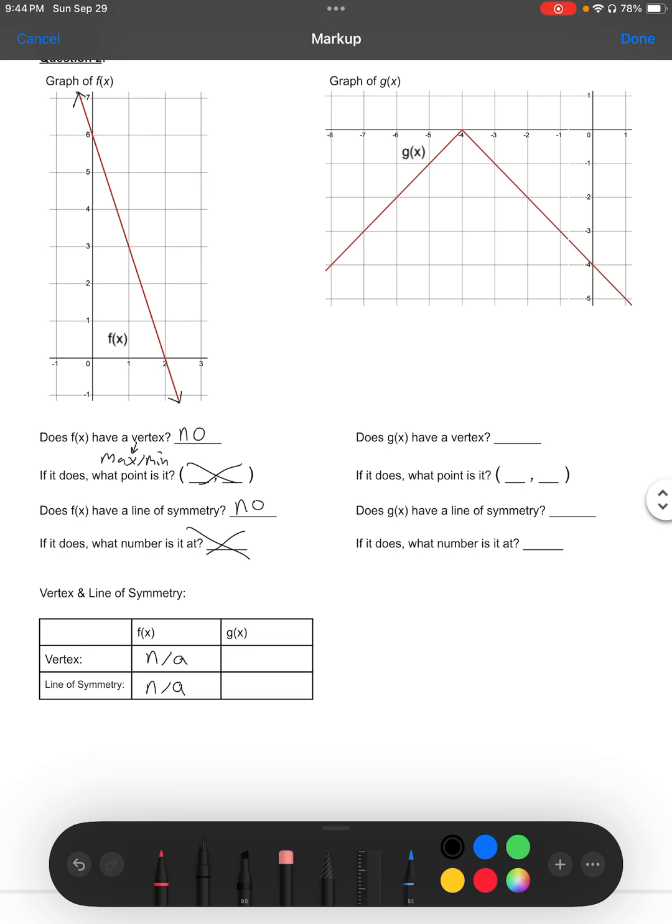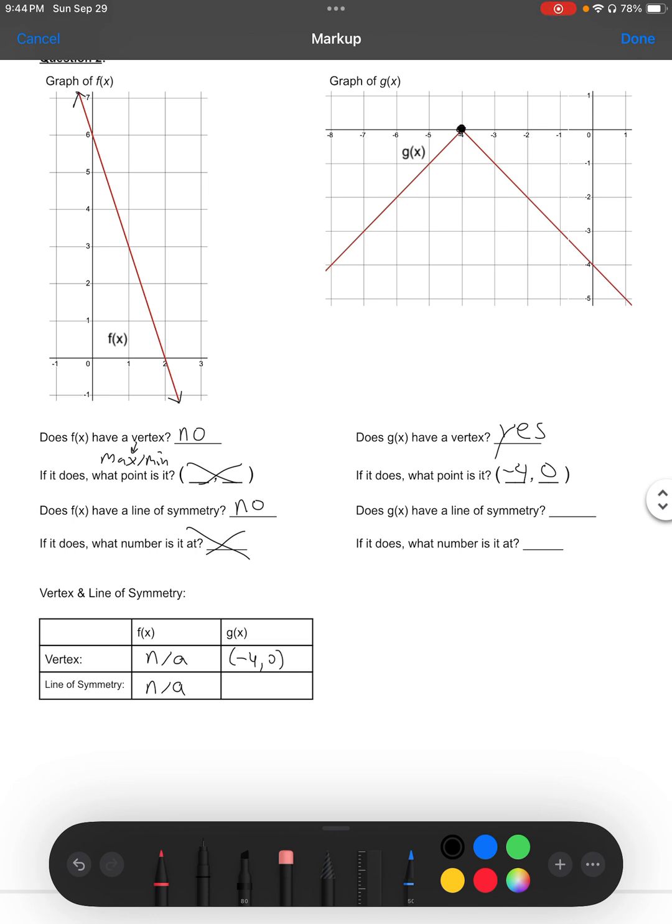However, graph g of x does have both of these. It does have a vertex because right here is the highest point that this graph gets to. So yes, this one does have a vertex because it has the highest point. And this is at the point -4, 0. So that is the vertex of g of x, is -4, 0.